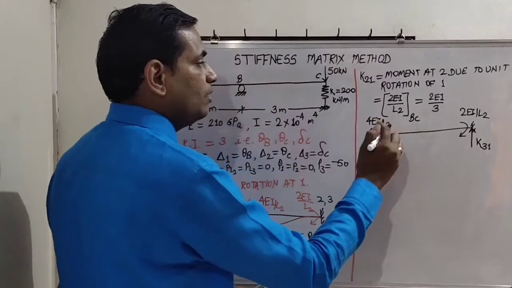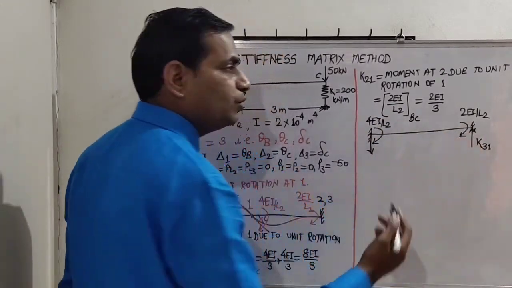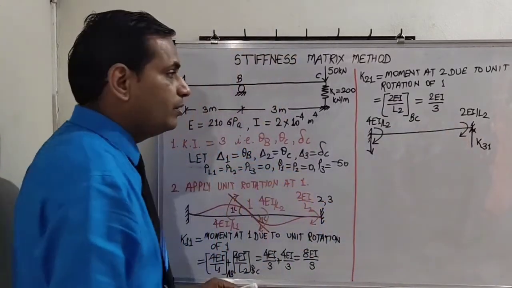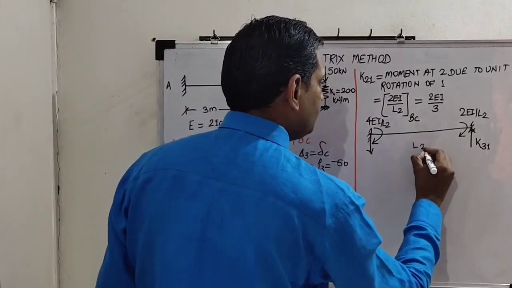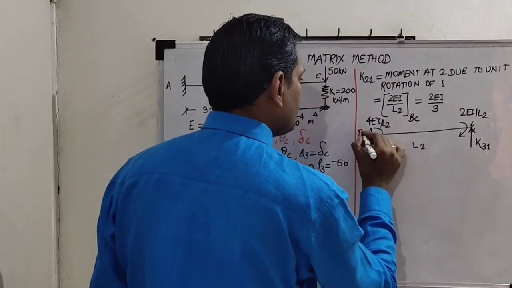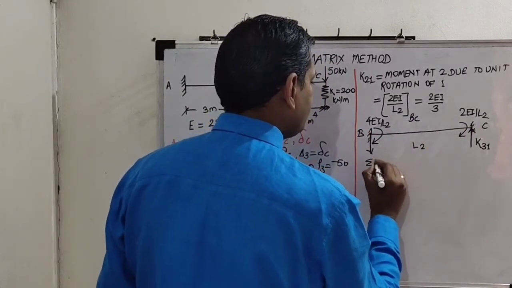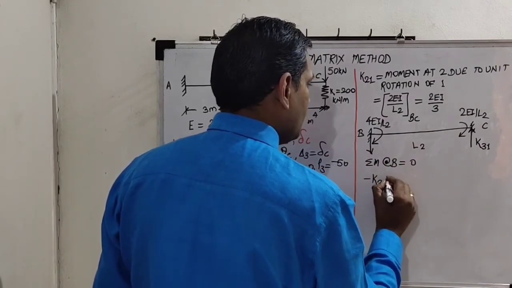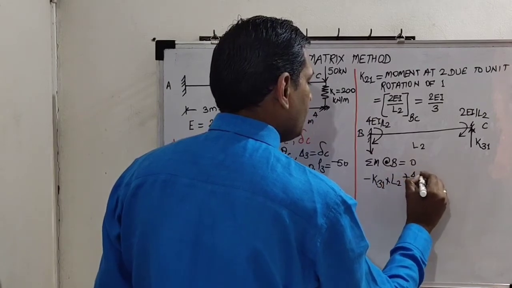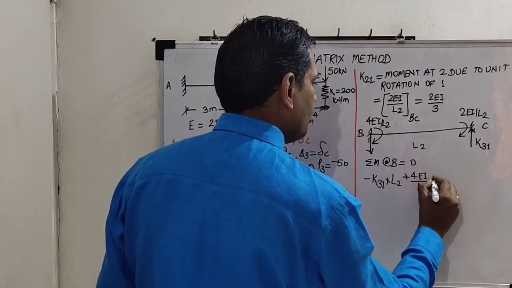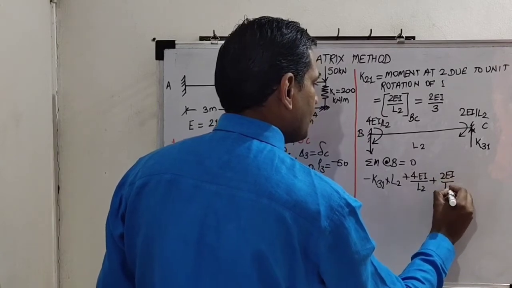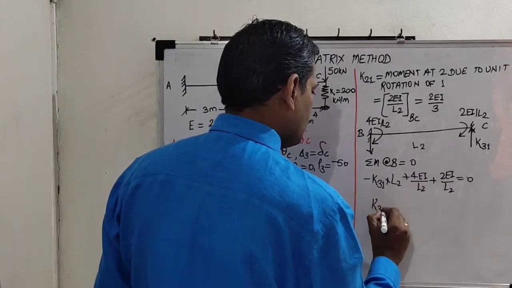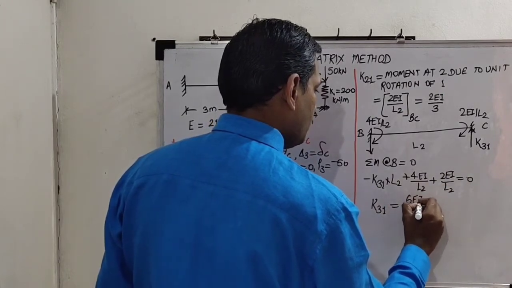Because 4EI by L2, 2EI by L2 both are clockwise. So clockwise moment should be equal to anti-clockwise moment. Simple. So this is L2 or 3 meter. So we will take summation of moment about joint B. So minus K31 into L2 plus 4EI by L2, okay, plus 2EI by L2, it is equal to 0. So K31 is 6EI upon L2 square.